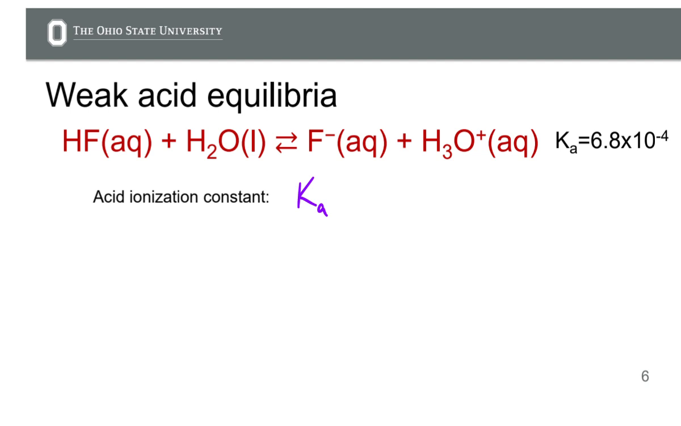So I have written out the equation for HF in water. HF is a weak acid. When we write the Ka for this, we do concentration of products over concentration of reactants, just like we did in chapter 15. So for this specific acid, we would have the concentration of F minus times the concentration of H3O plus divided by the concentration of HF. And of course, we leave water out of this because it's a pure liquid.